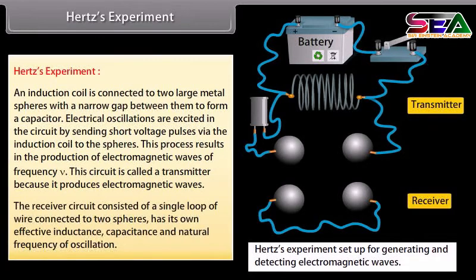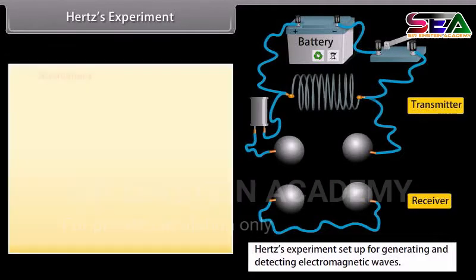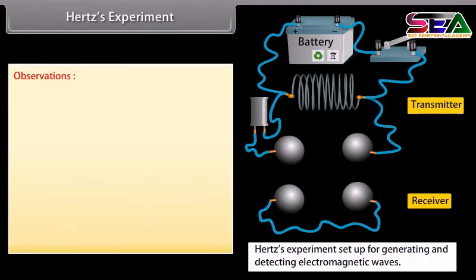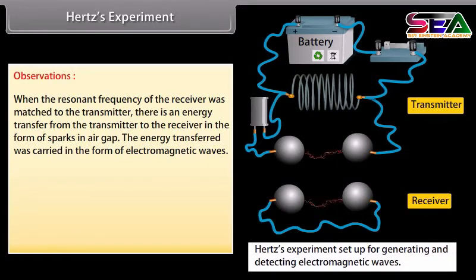The receiver circuit, consisting of a single loop of wire connected to two spheres, has its own effective inductance, capacitance and natural frequency of oscillation. Observations. When the resonant frequency of the receiver was matched to the transmitter, there was an energy transfer from the transmitter to the receiver in the form of sparks in the air gap. The energy transferred was carried in the form of electromagnetic waves.